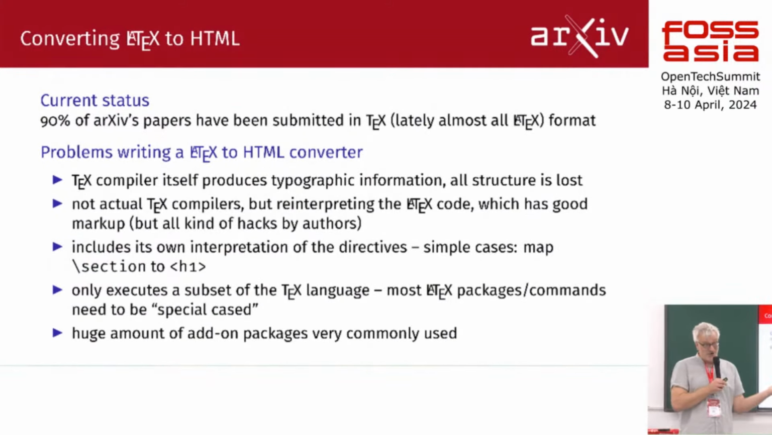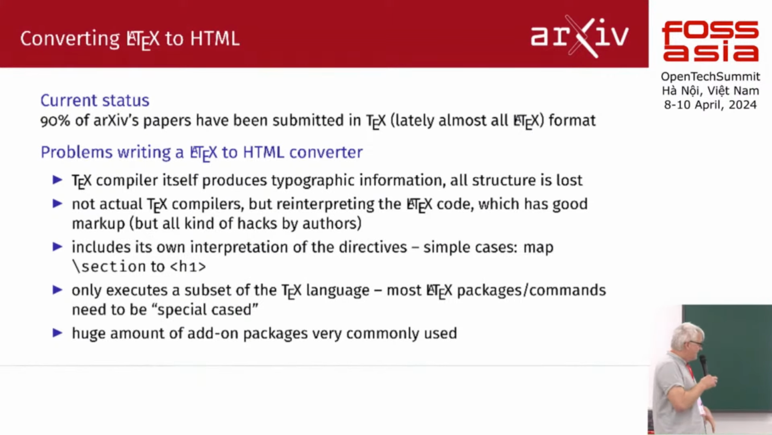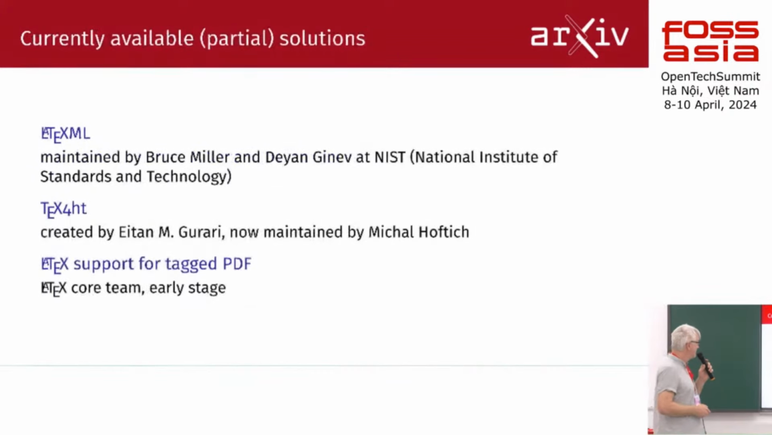because the TeX compiler itself ignores all the structure on the output side. It's all just typographic setting. The simple things like, as I mentioned before, a section are easy to do, but there are hundreds, thousands of packages that add additional functionality to LaTeX, and they all have to be hand-added as a special case for the translation. So this is a huge undertaking.